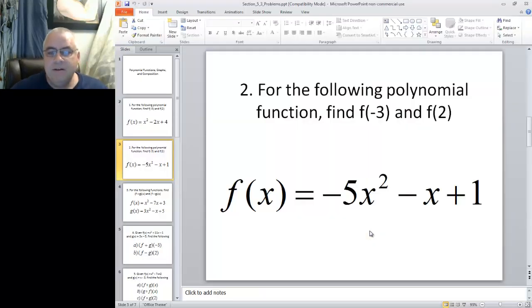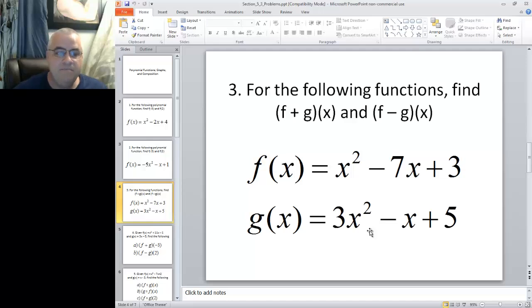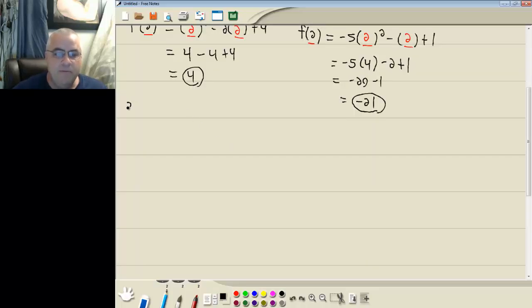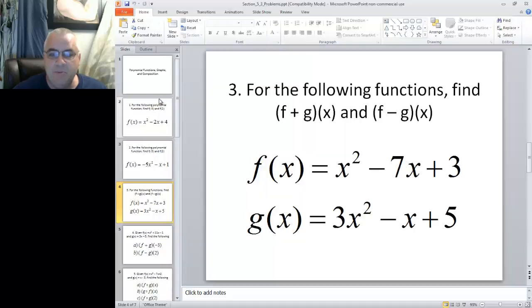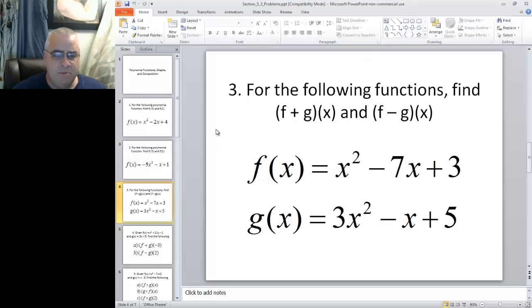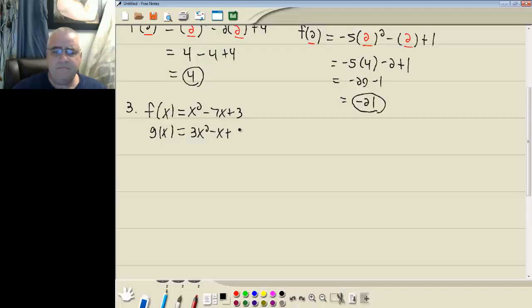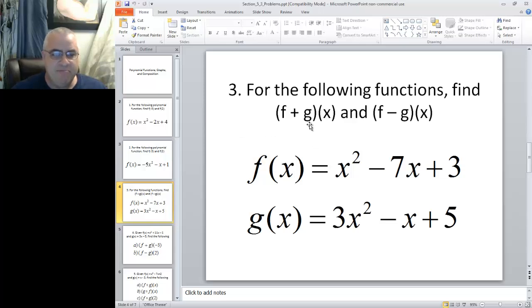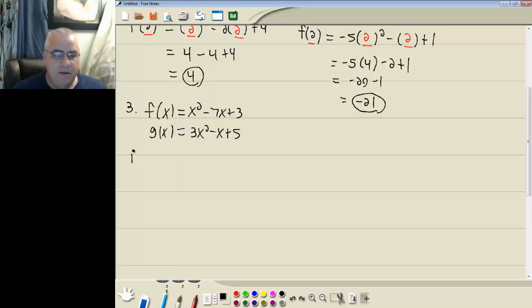Now the next one combines together some notation with what we have already done before, because we added and subtracted polynomials. We got f of x is equal to x squared minus 7x plus 3, and g of x is equal to 3x squared minus x plus 5. And we want to find f plus g and f minus g.